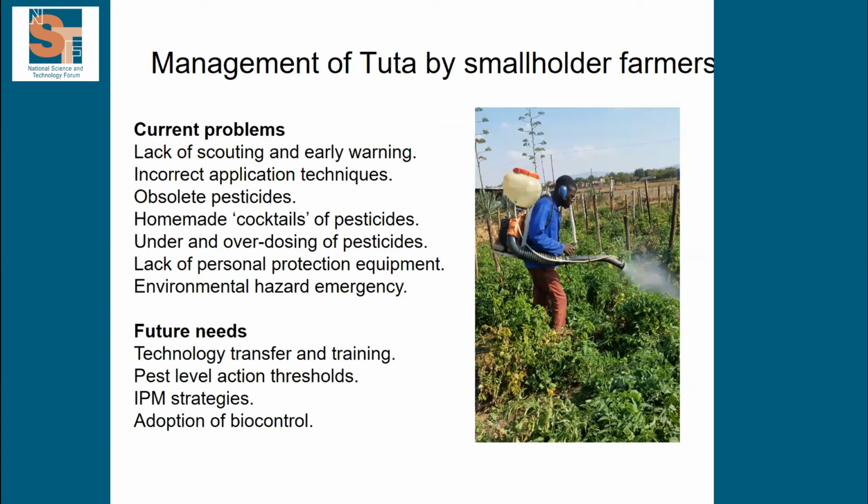We must implement pest level action thresholds, when to spray, when not to spray, IPM strategies. And we've done some surveys, and there are native natural enemies out there which have potential for biocontrol. So we cannot continue to spray pesticides on tomato. It's not going to work.